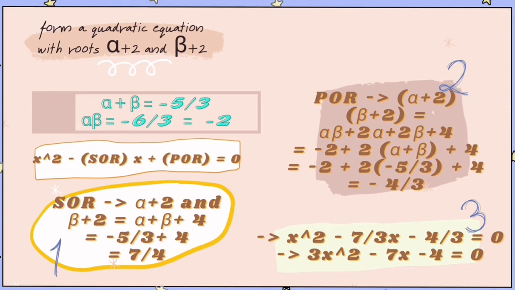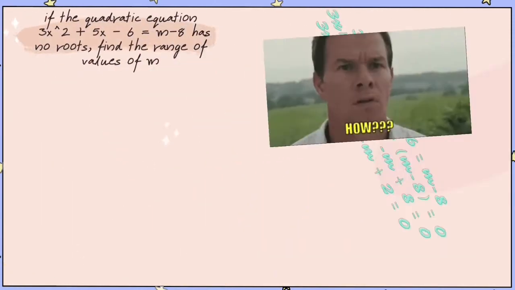Now we can insert the new sum of roots and product of roots. And we will get x squared minus 7 over 3 x minus 4 over 3 equals 0. We can simplify the quadratic equation. So we will get 3x squared minus 7x minus 4 equals 0. And that is the final answer.